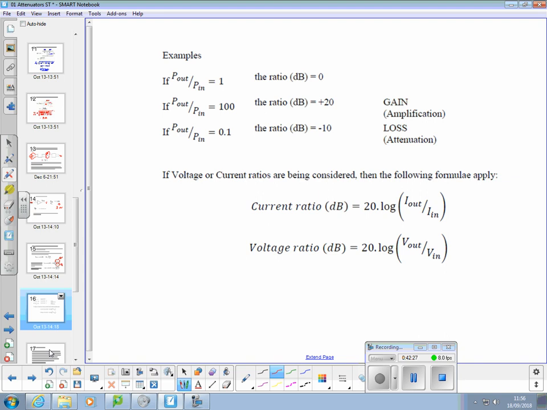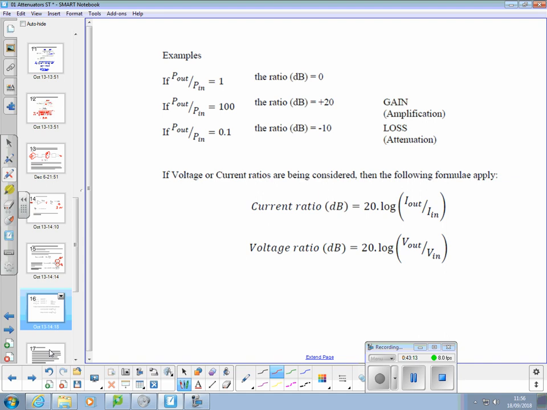If P out over P in is less than 1, we get a negative value for dB, for example minus 10 dB. When the value of the ratio is negative, we're talking about a loss or a circuit that is attenuating. So what we're saying there is we've got minus 10 dB gain, which is plus 10 dB attenuation. And that's always confusing. When you talk about that as attenuation, you strip the negative sign off. It's minus 10 dB gain, positive 10 dB attenuation. So be careful.